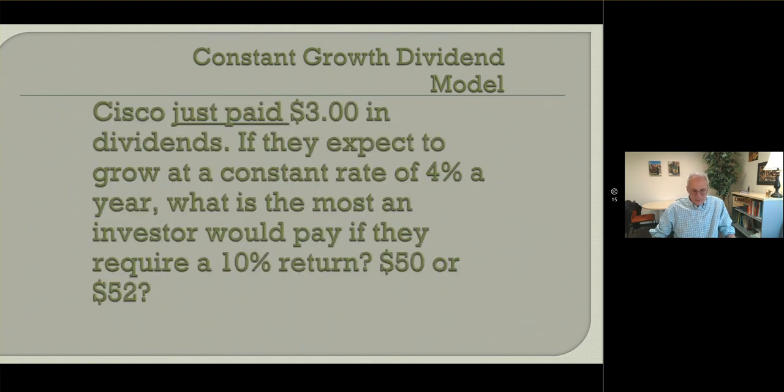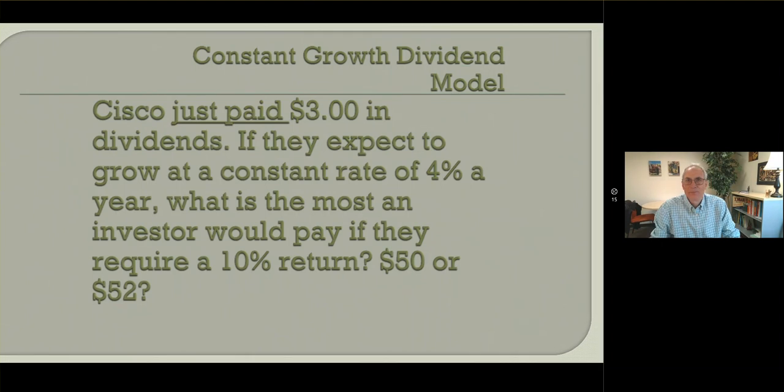Okay, so here's the problem. It's right on your sheet, the bottom of the sheet. Cisco just paid $3. They expect to grow at a constant rate of 4%. If your rate of return is 10%, how much should you be willing to pay for the stock? And I'll give you a clue. The answer is 50 or 52. You should at least get one of those. One of them, of course, is wrong, one's correct. So put me on pause and then answer that question as best you can.